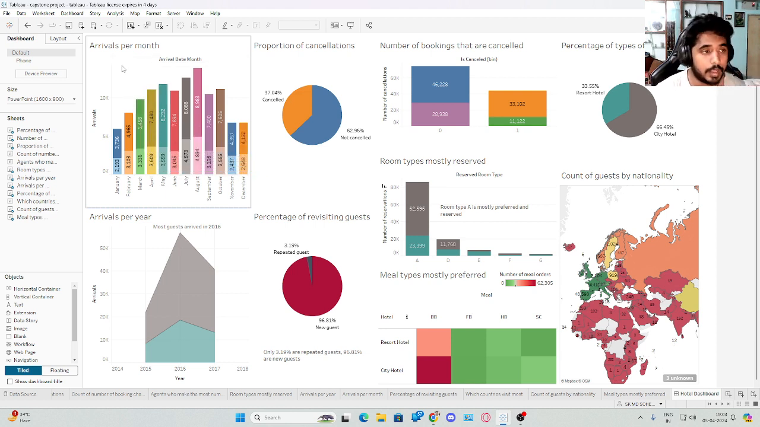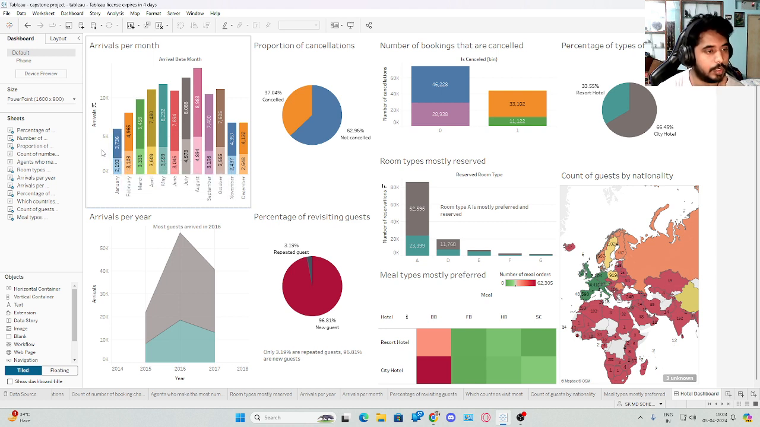First chart is arrivals per month. So on the x-axis I have plotted the months, and on the y-axis I have plotted the number of arrivals that take place within that month. Also it is a type of stacked bar chart, which means the bars are divided into two parts based on city hotel and resort hotel. So if we hover on this, you can see these are the arrivals in city hotel and these are the arrivals in resort hotel.